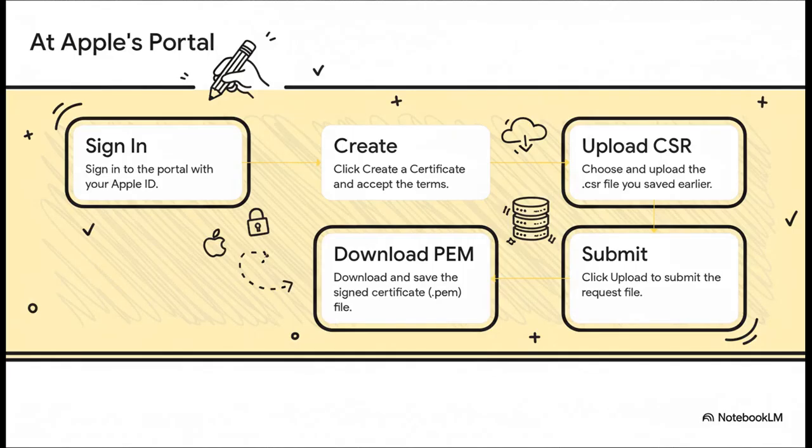So the Google Admin Console actually gives you a handy little link to the Apple portal. So just go ahead and click on that, sign in with your Apple ID, and then click Create a Certificate. You'll have to accept the terms, of course. Then it's going to ask you to upload that .csr file we just saved. So find it, select it, and click Upload. Apple will do its thing, and then all you have to do is click Download to grab your brand new .pem certificate file. Save that, and we're ready to head back to Google.